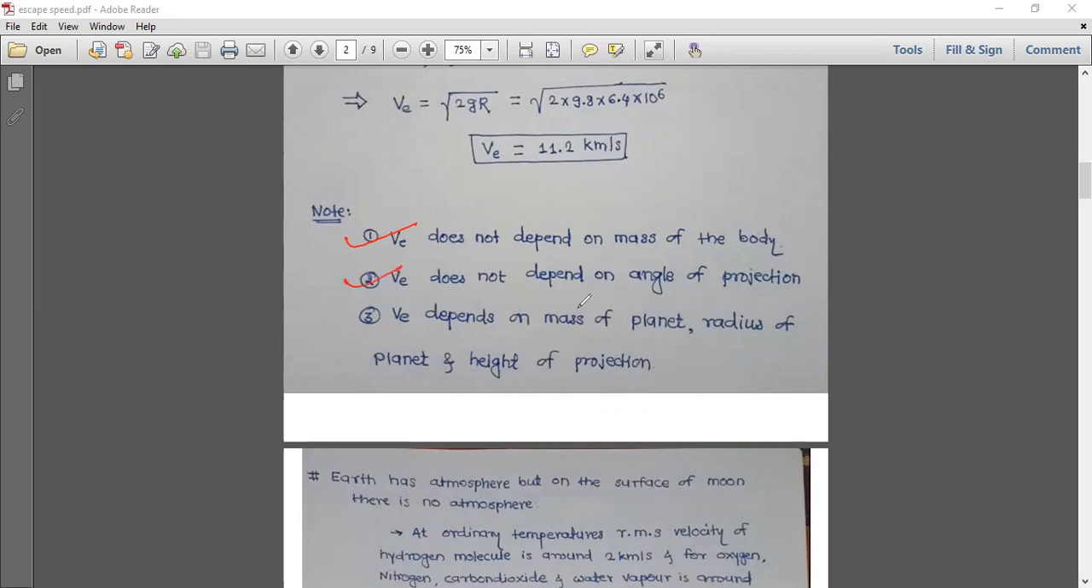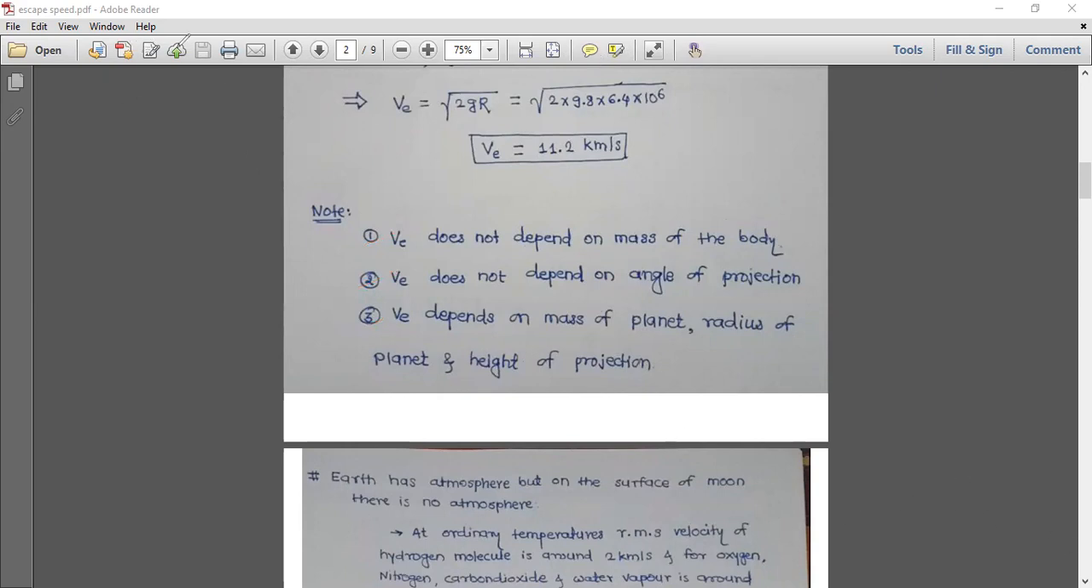Next one, it does not depend on the angle of projection. At what angle you are projecting the body from the Earth's surface, it is independent of that. And next one, it depends on the mass of the planet, the radius of the planet, and the height of projection. Okay, mass of planet, radius of planet, and height of projection. Right. Okay. Next.